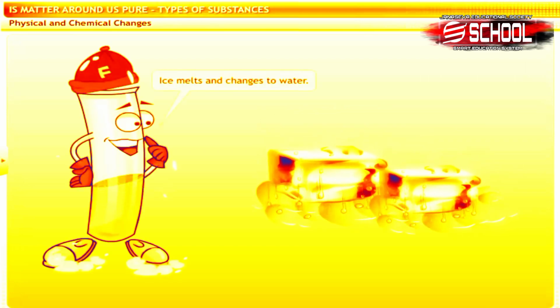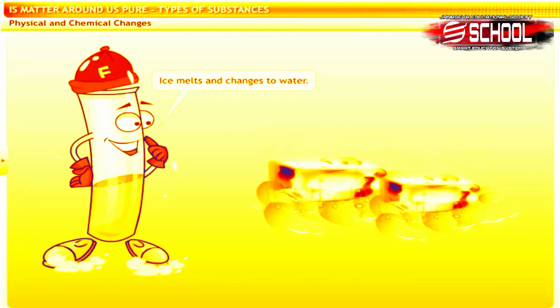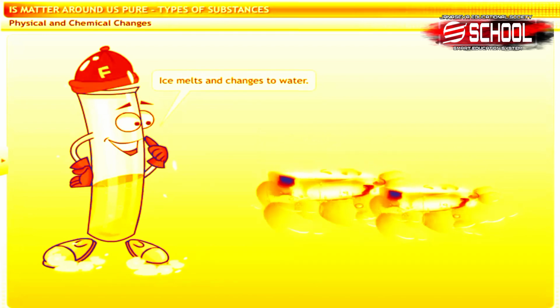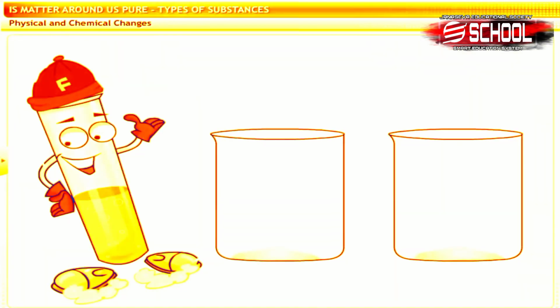Have you ever observed an ice cube kept outside the refrigerator for some time? Ice melts and changes to water. Yes, there is a change in the state of the ice cube. Now, let's do a small experiment.